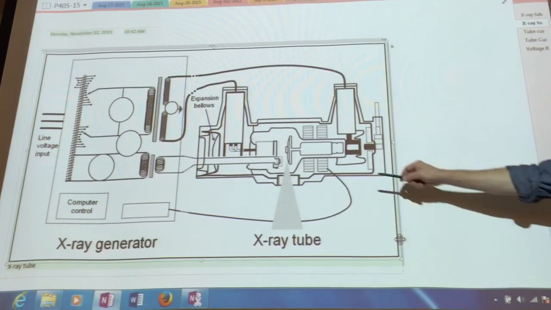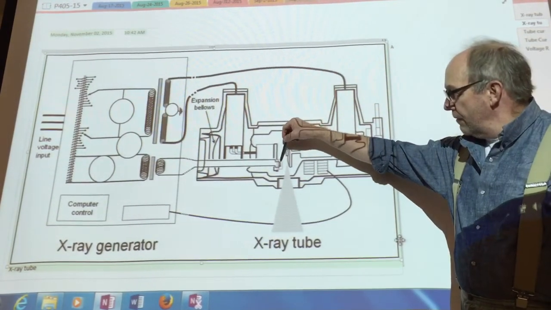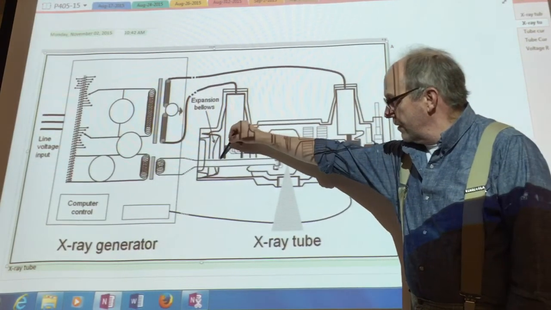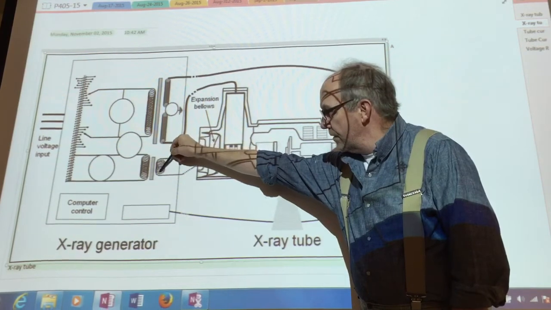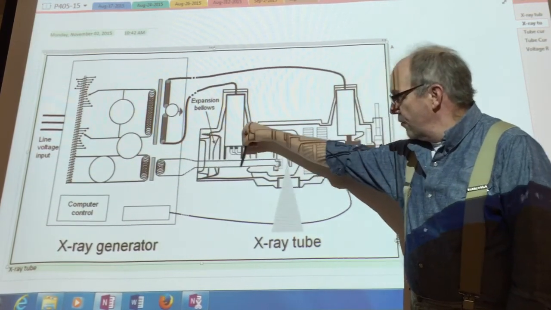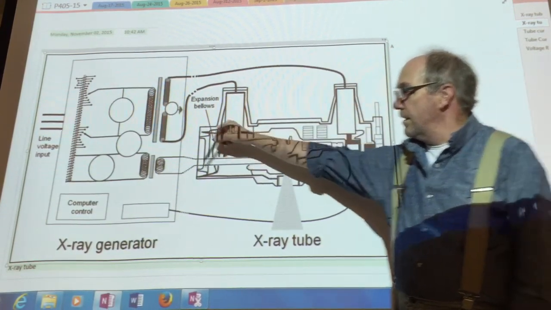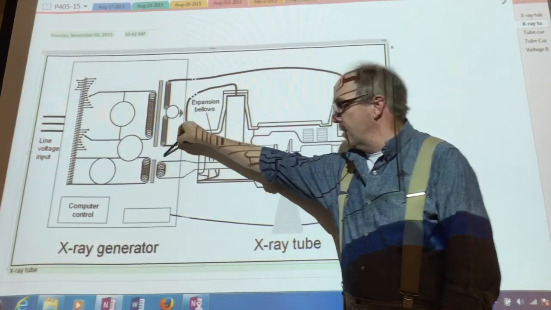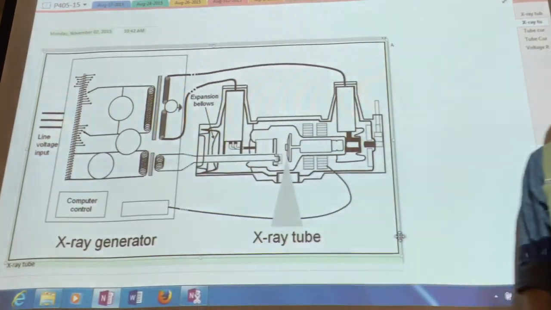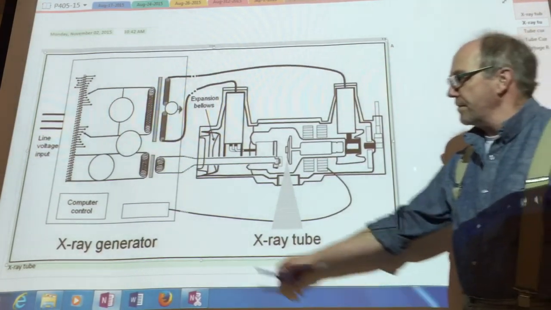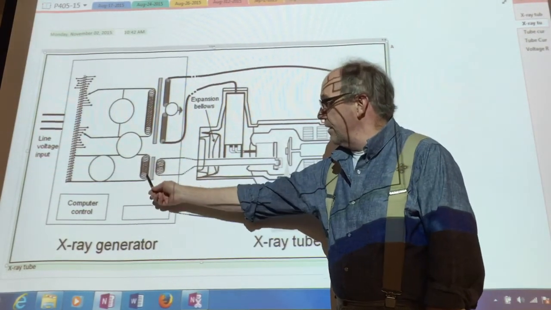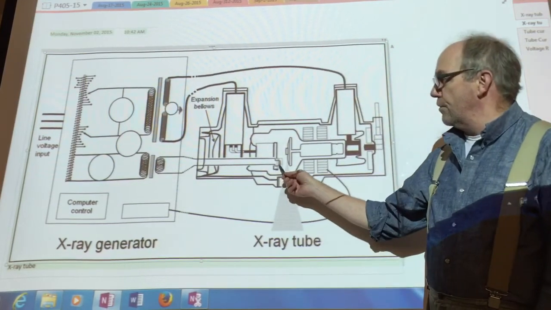Okay, if this is the filament, we follow the line back. This is a wire. What is the filament attached to? A transformer. So what kind of transformer does that look like to you? Looks like a step-down transformer. And that's right, our step-down transformer delivers a large filament current.